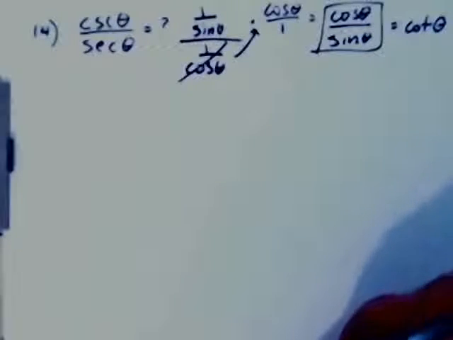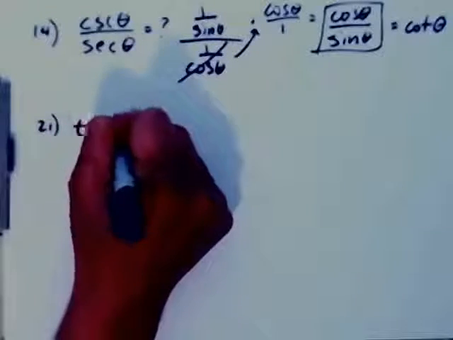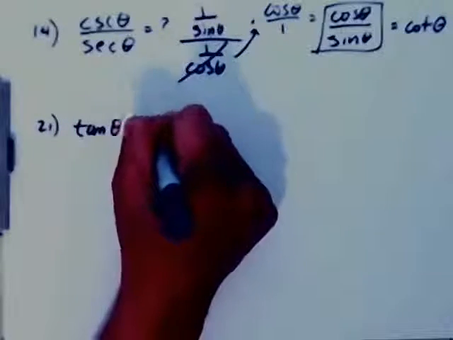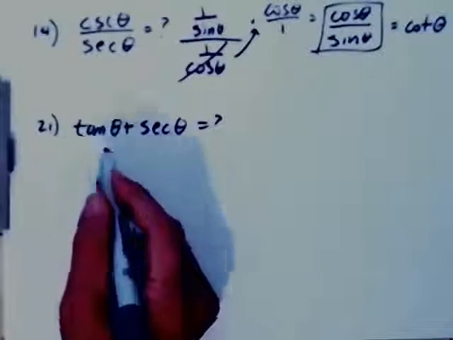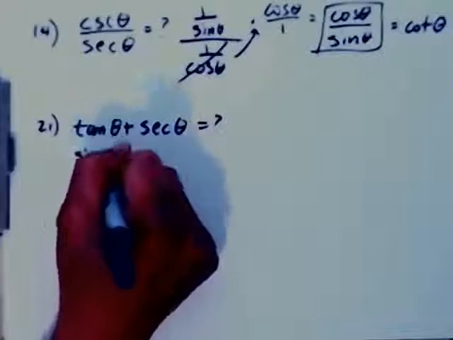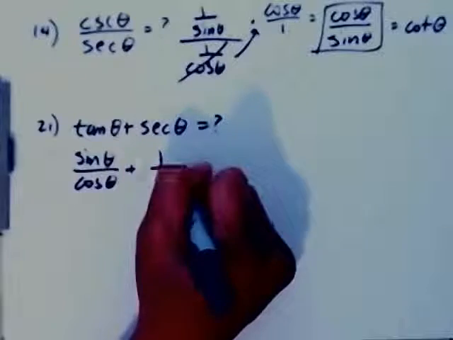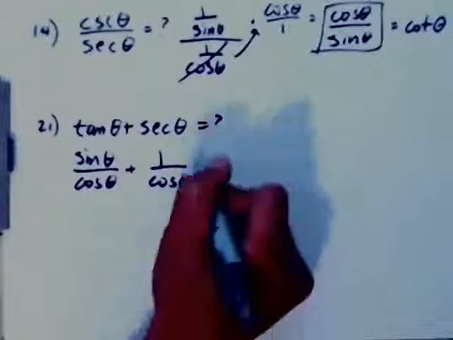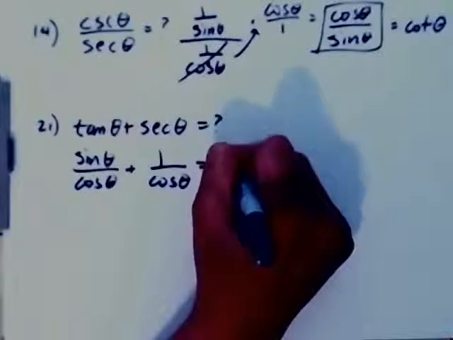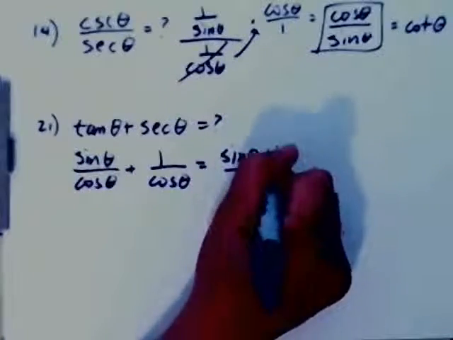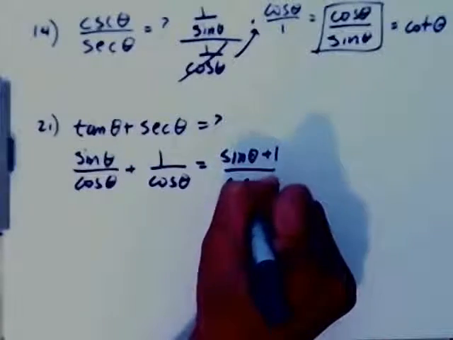21. Yeah, let's do 21. Find the tangent of the angle plus the secant of the angle, and you want to simplify the expression. The tangent, we know that's equal to the sine of the angle over the cosine of the angle, plus the secant, which is 1 over cosine of the angle. Since we have a common denominator, we can just add the numerators. Sine of theta plus 1, you cannot add those. It doesn't become 1 sine of theta. And the common denominator is cosine of theta.